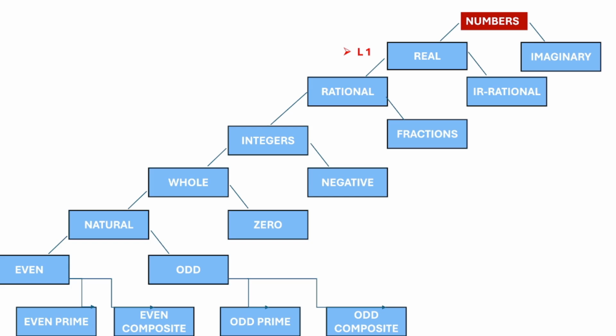Then, as you can see from the diagram, the real number gets divided into two categories, rational and irrational. Let's call this level 2. Then at level 3, we have a division of the rational number into integers and fractions. Again, integers get divided into two types, whole and negative numbers, at level 4. Then at level 5, whole numbers get divided into natural numbers and zero.